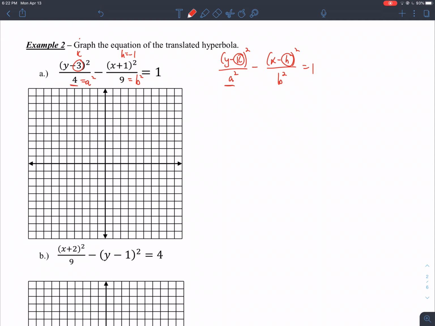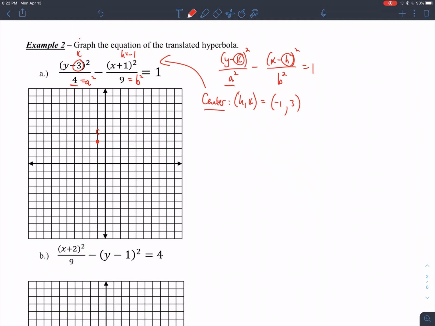So to graph this, I do the same exact procedure, except I don't start from the origin, I start from the center that's been translated. So the center is the first thing I have to find. The center is (h, k), and based on my equation up here, the center is negative 1 for h and 3 for k. So you can draw your center straight away. Negative 1 and 3, there's the center. And I would write C for center there. And now we follow all the same procedures we did before for graphing the hyperbola.